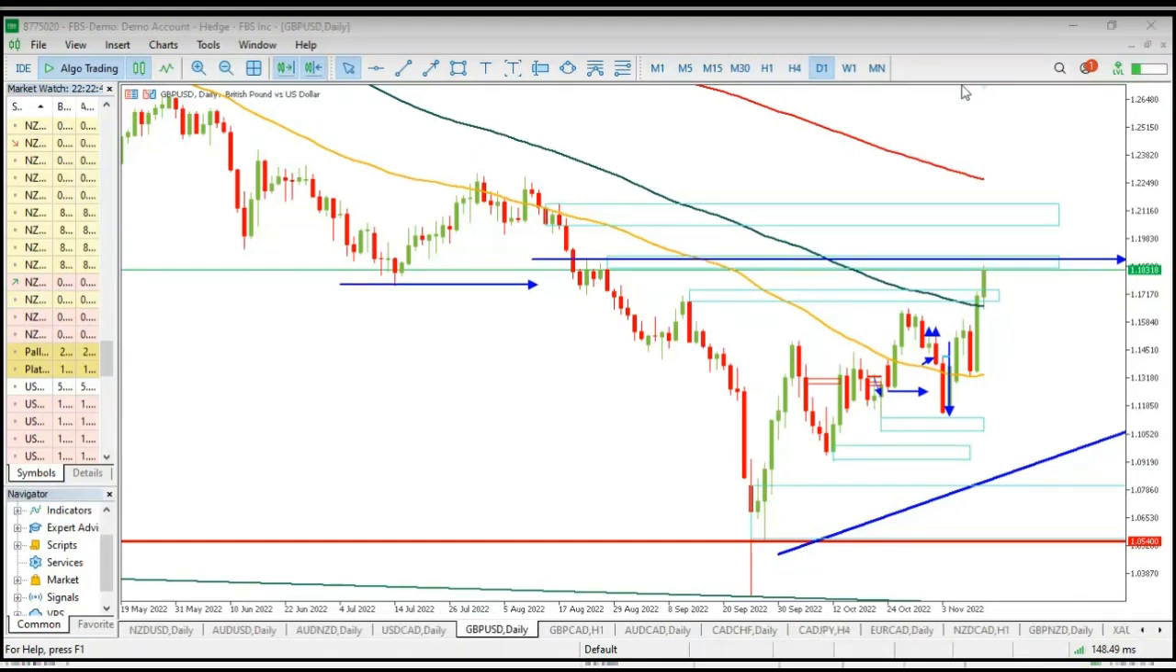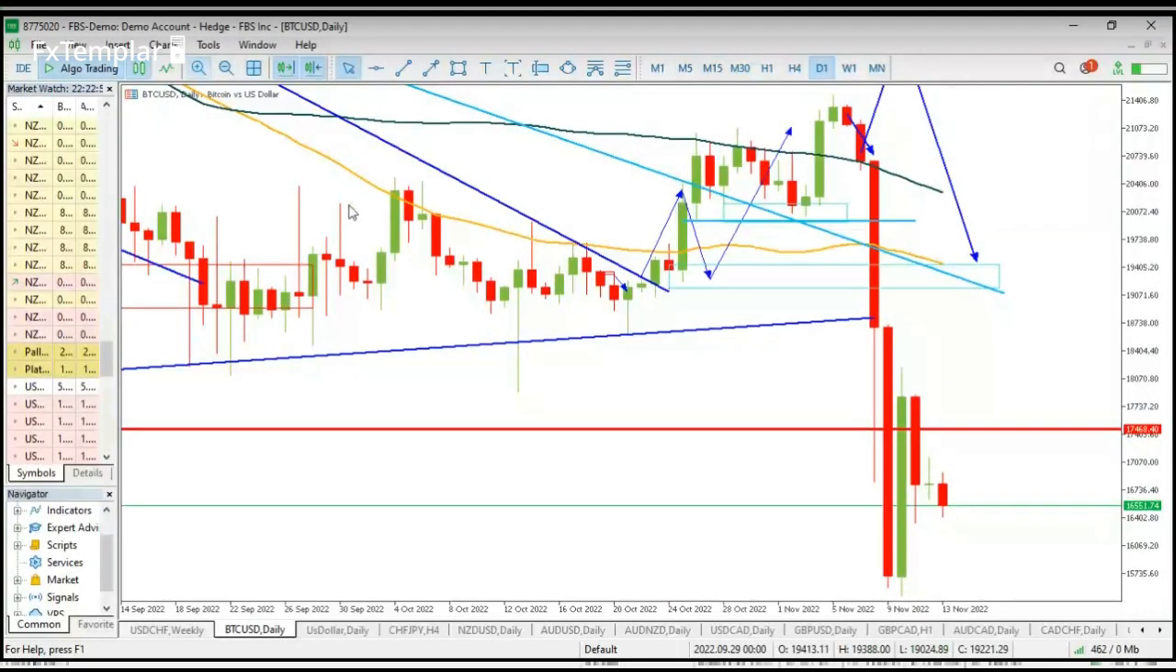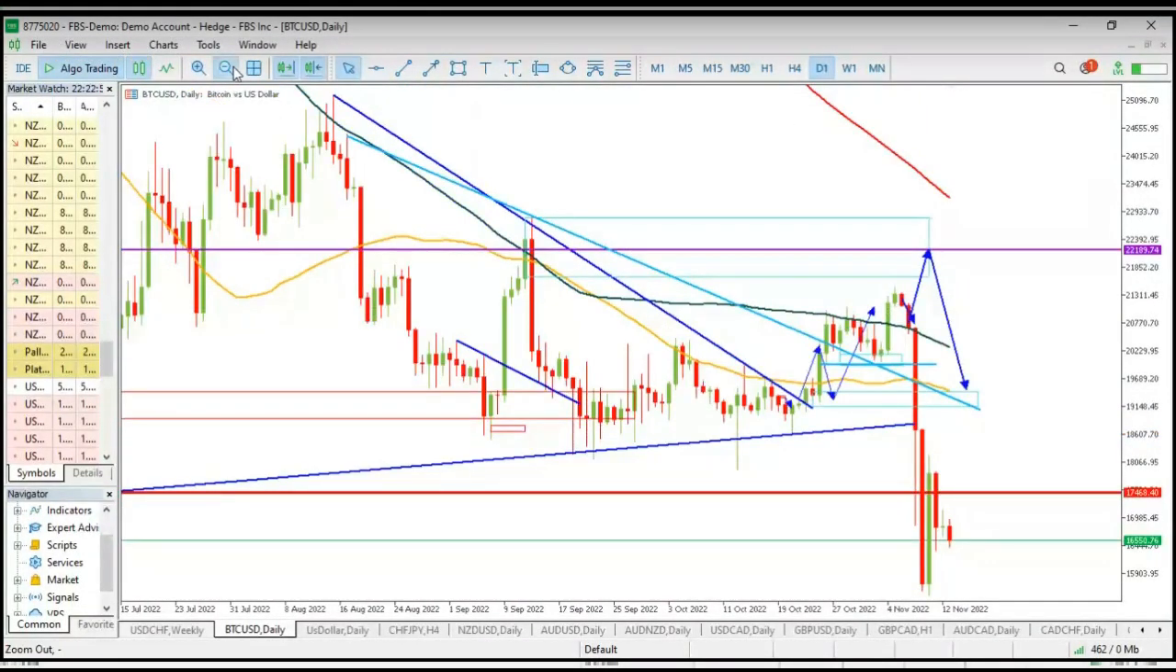Bills, we already looked at GBP USD, and this is GBP USD on the chart right now. But since you missed it, you can easily catch up on the recording. It's going to be posted on YouTube in a few hours, so you can go take a look at that.